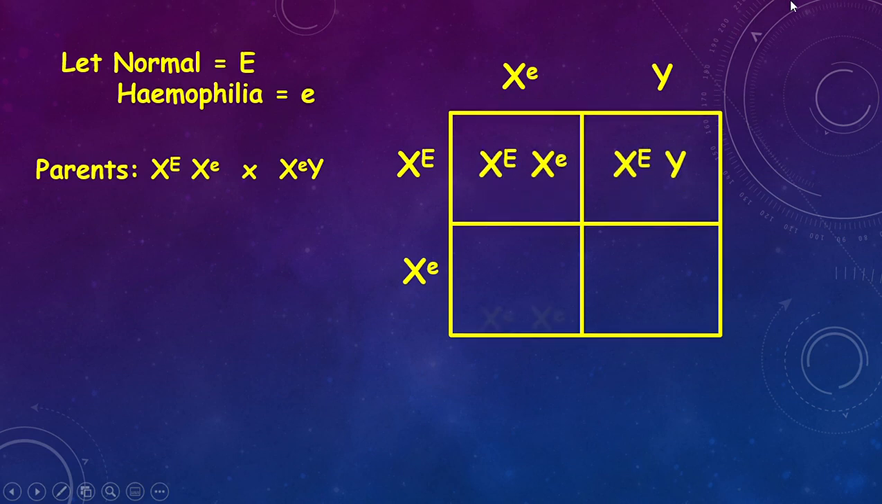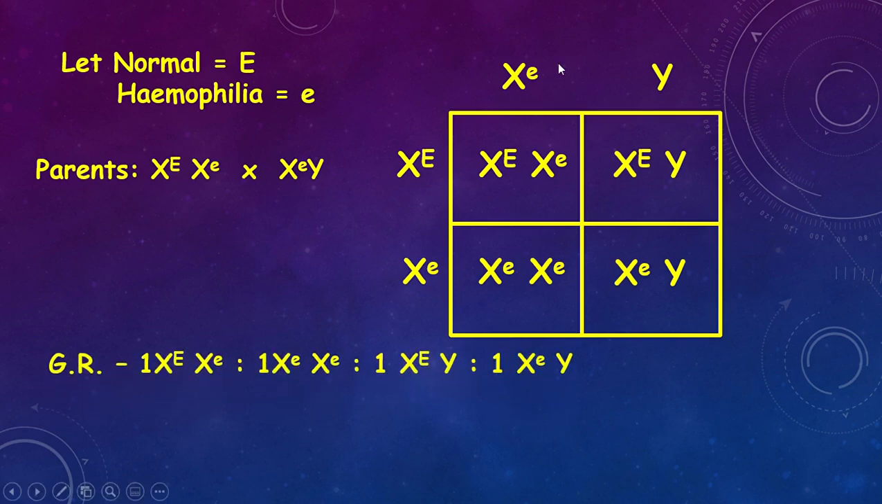Hopefully this is what you got as you filled in your Punnett square. For good practice, what is the genotype ratio going to be? That is going to be 1 X big E X little e is to 1 X little e X little e is to 1 X big E Y is to 1 X little e Y. So there's one of each of them, because they've all got different combinations. So it's 1 colon 1 colon 1 colon 1.